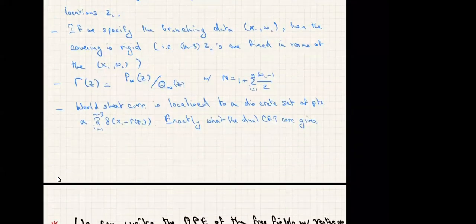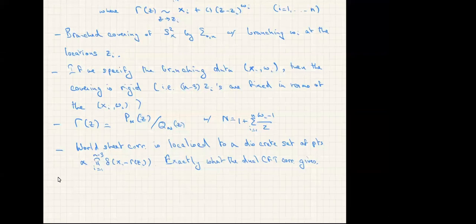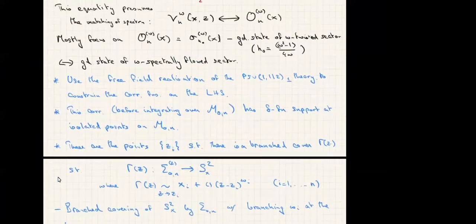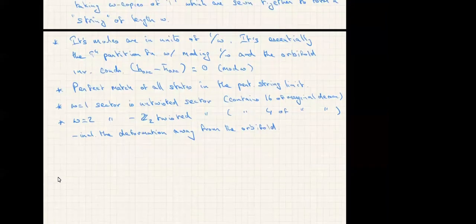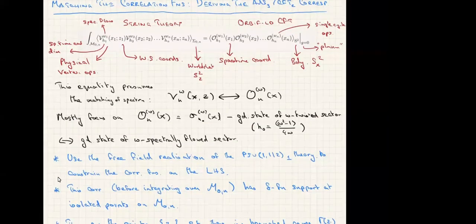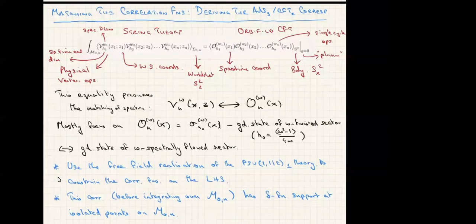Sorry, yeah, please, go ahead. Okay. I just have a small question on the matching criteria that we discussed in the previous slide. Yes, this one. So we have this matching of spectra for the vertex operators of the string with the orbifold CFT operators, right? Does this also hold if one includes black holes in the system? This should not be the case for non-perturbative things.